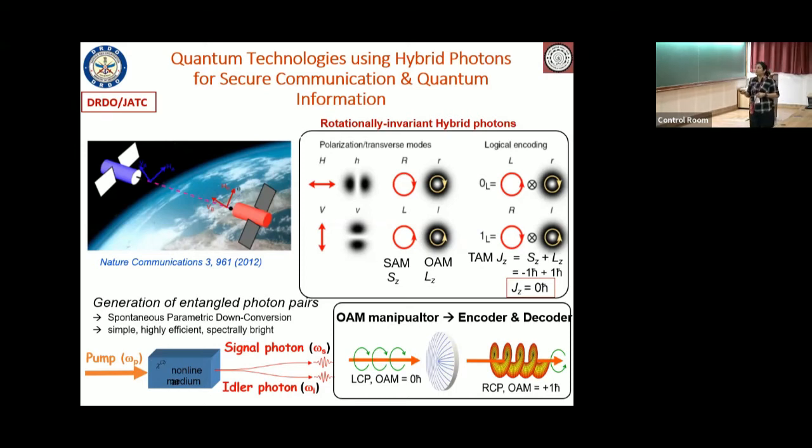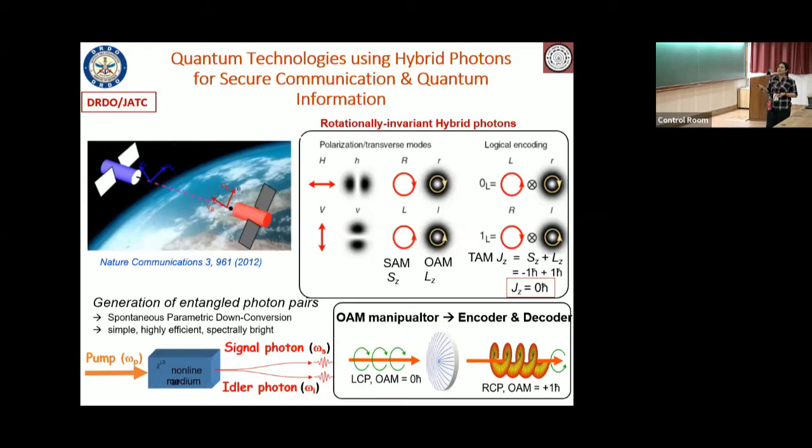So one way to circumvent this problem is to use rotationally invariant hybrid photons. Photons not only have polarization, as I mentioned, they also have orbital angular momentum. The polarization is the spin angular momentum, let's say S_z, and the orbital angular momentum is L_z. If we can have photons in such a way that their spin angular momentum is oppositely handed with respect to the orbital angular momentum, so we can combine them this way, this is called hybrid encoding. Utilizing both their properties, we can have them projected onto a total angular momentum state equal to 0, because if there is a rotation in any one of them, then the other one actually compensates for it.